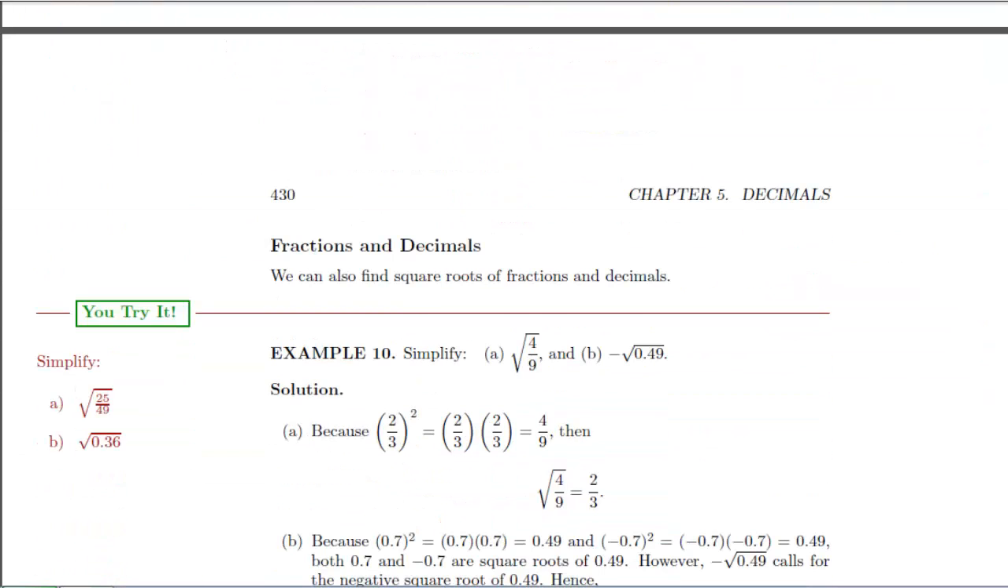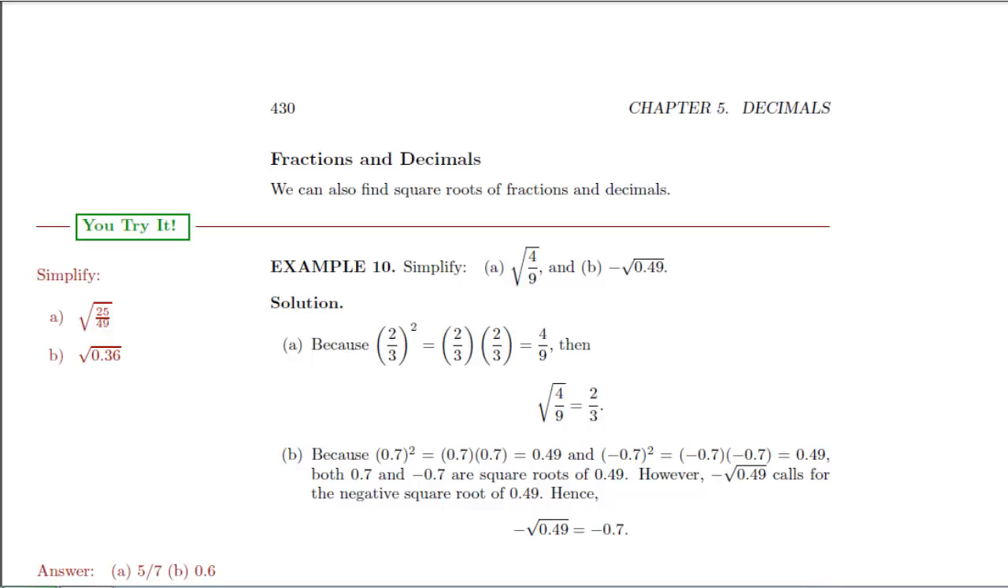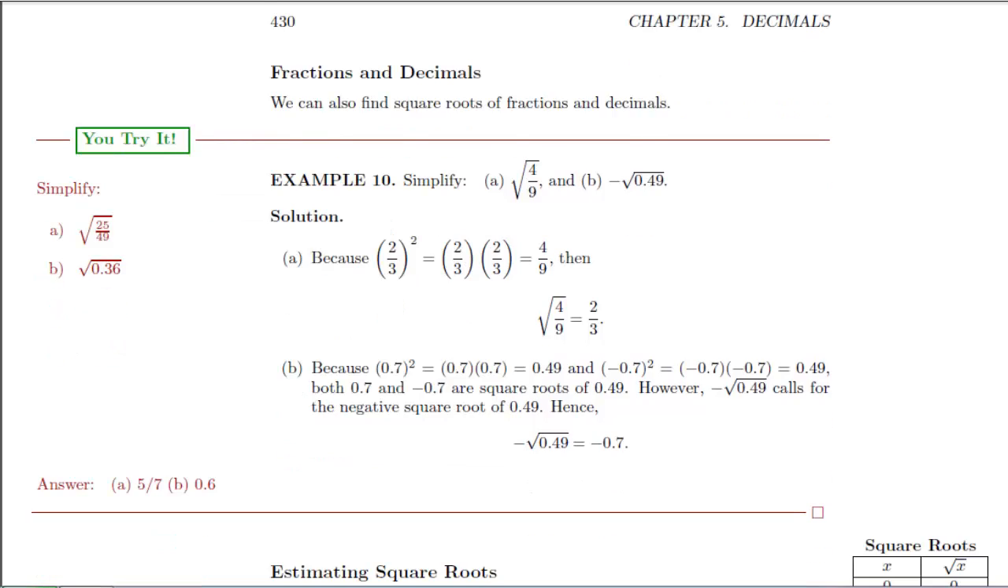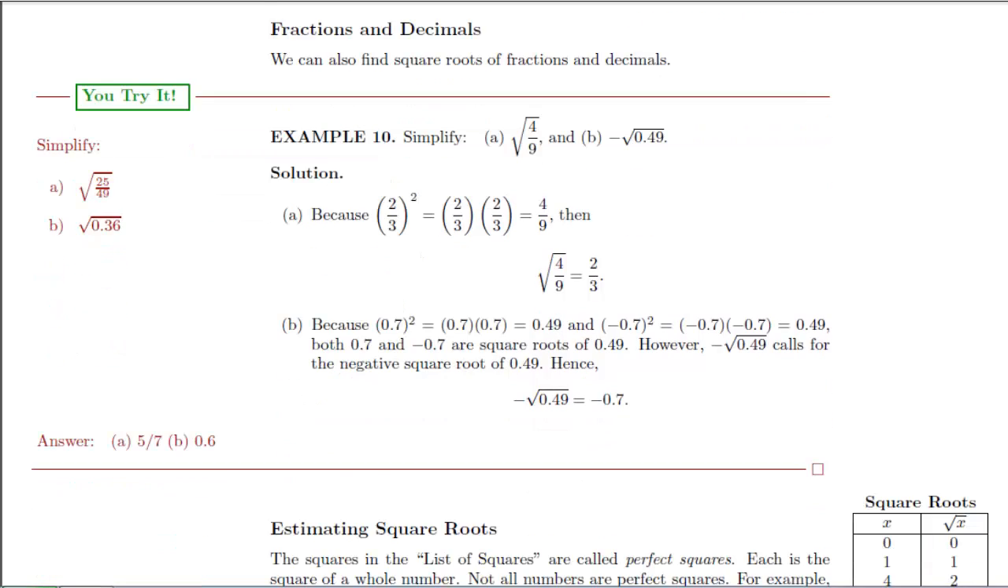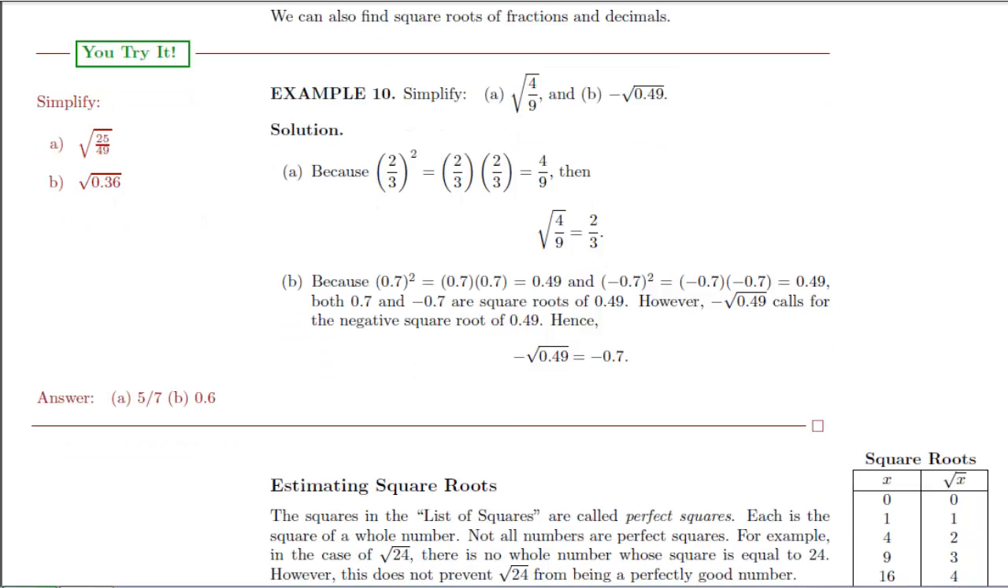Fractions and decimals. We can also find square roots of fractions and decimals. Example 10. Simplify A, the square root of 4 over 9, and B, the negative square root of 0.49. Solution. A, because 2 over 3 squared equals 2 over 3 times 2 over 3 equals 4 over 9, this means that the square root of 4 over 9 equals 2 over 3.